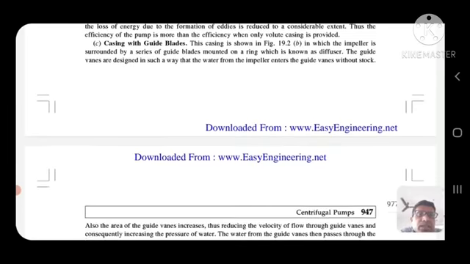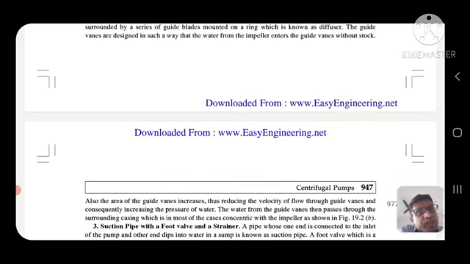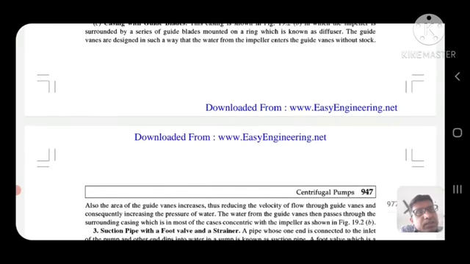Casing with guide plates. This casing is shown in the figure, in which the impeller is surrounded by a series of guide plates mounted on a ring which is known as diffuser.